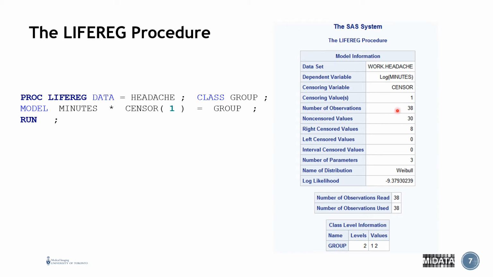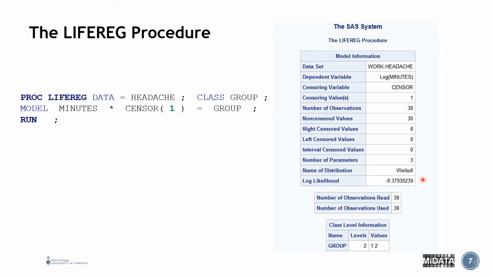You'll see the number of observations was 38, the non-censored values was 30, there were 8 right-censored values. And they'll just automatically put the other types of censoring that are possible, which would be left censored and interval censored values, which we're not going to talk about in this lecture. We're just going to talk about right censored, which is the most common. You have your number of parameters, of course. The name of your distribution. So whenever you do parametric modeling, you have the option of choosing the distribution for your functions.